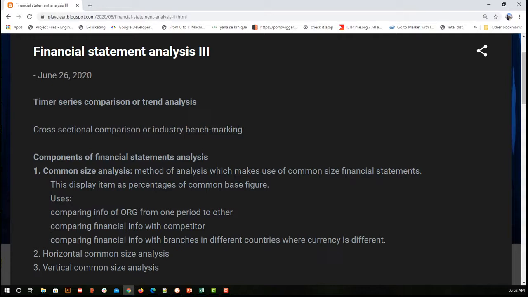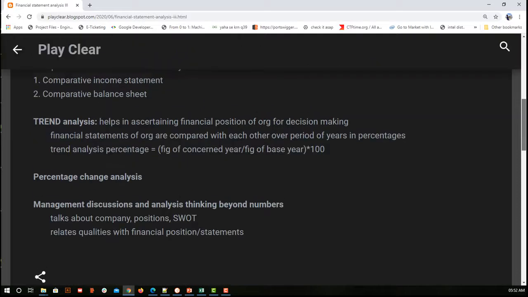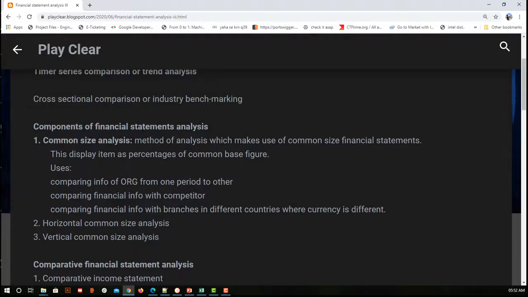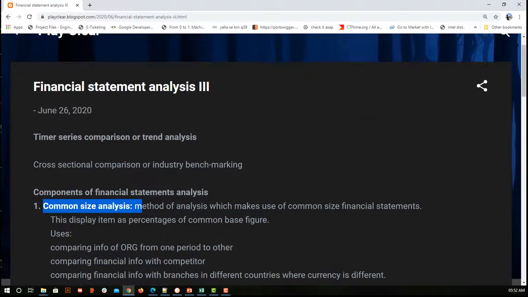So today is our final part of financial statement analysis, that is part 3. In the first video we have seen the introduction part. In the second video we have seen all about ratios. Today we are going to see a very small part. And if we understand one topic, the other topics are similar to that. So today is a very small topic and it is the final topic.